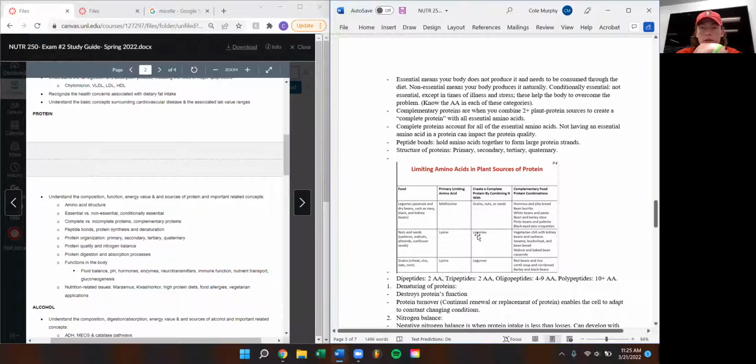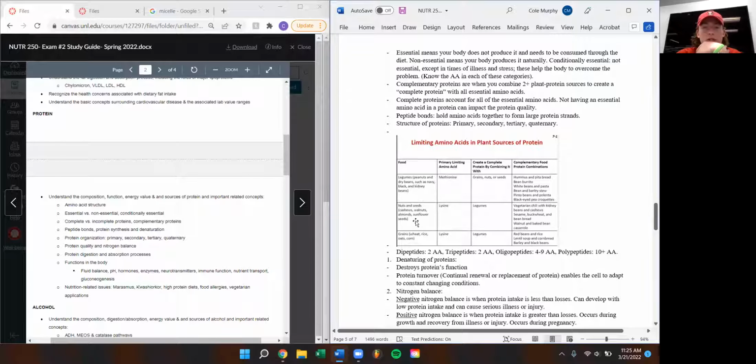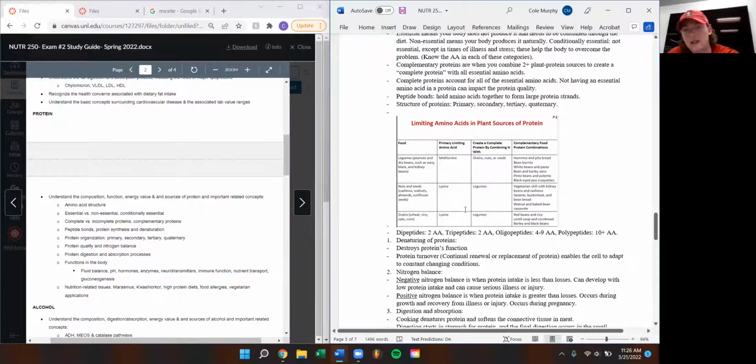And I have this chart here from your slide deck talking about sources, and the primary limiting amino acid, like beans and their primary limiting amino acid, nuts and seeds, and grains. And then it also has some complementary food protein combinations. I think looking at this list is helpful to understand how you can apply a complementary food in a real life example.